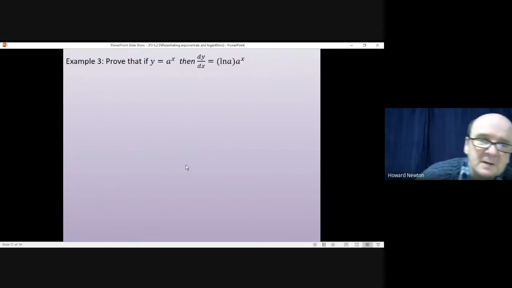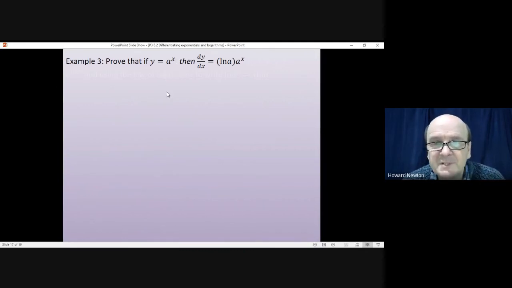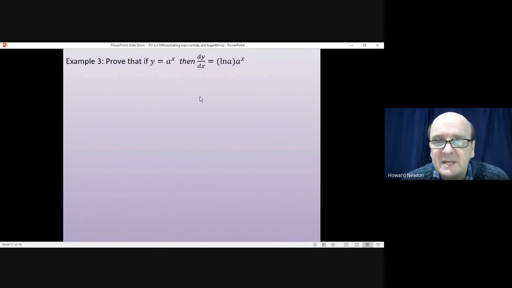Now, the final example is a proof that you're supposed to know, but I think it's highly unlikely to turn up in the exam. And it's proving that if y equals a to the power of x, so a could be any number whatsoever, then if I differentiate y, I get log a times by a to the power of x. The proof is a little bit fiddly. I'll give you some hints to get you started, and then I'll let you have a go yourself.